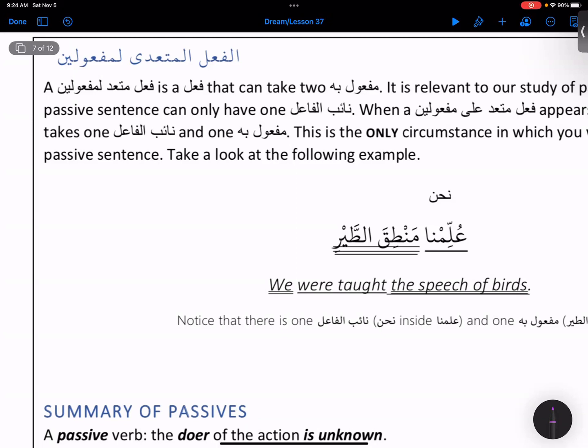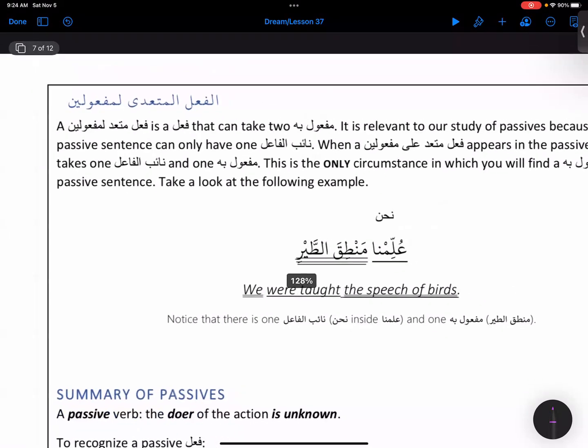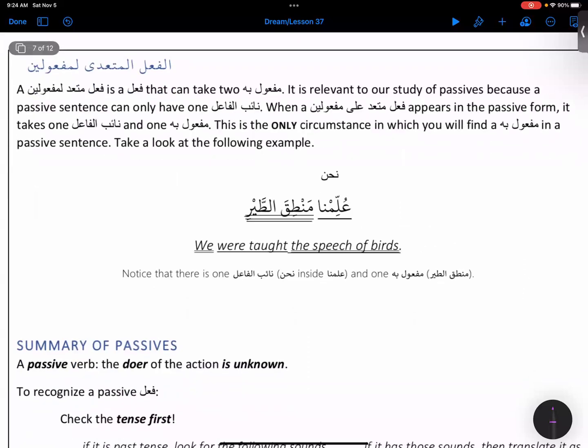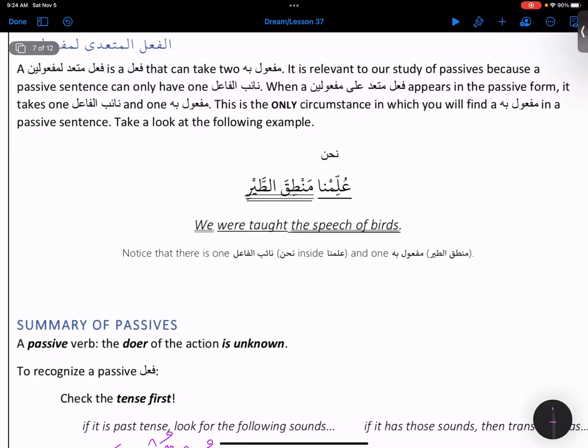Okay, so what does that mean? Not every fi'l mutaddi will take two maf'ul, but some fi'l basically need two maf'uls, right? And then we can see how we are going to label them. Okay, so it says: fi'l mutaddi li maf'ulain is a fi'l that can take two maf'ulun bihi.